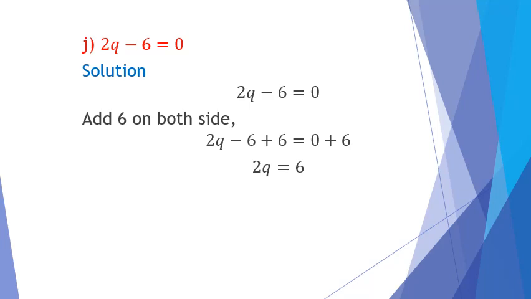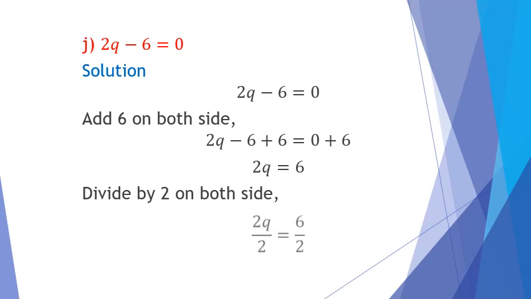Now to separate 2, we have to divide by 2 on both sides. So we get 2q upon 2 equal to 6 upon 2. After cancelling, we get q equal to 3. So q equal to 3 is the solution.